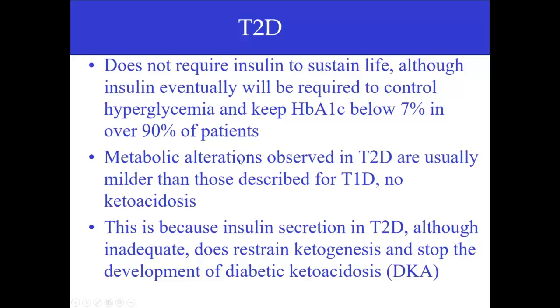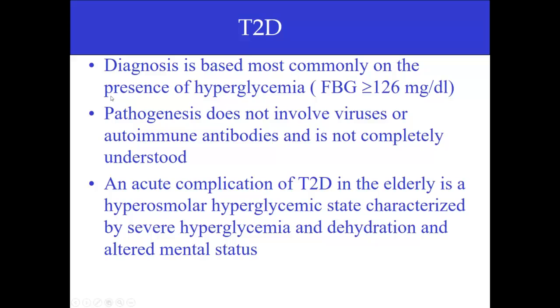The metabolic alterations that we see in type 2 diabetes are usually milder than the ones in type 1, and mainly there is no ketoacidosis. Why is that? Because in type 2 we have some insulin, unlike type 1 where we don't have any insulin. So again, the same diagnosis: fasting blood glucose above or equal to 126 milligrams per deciliter. Here there is no virus or autoimmune attack, but we don't know exactly what happens.